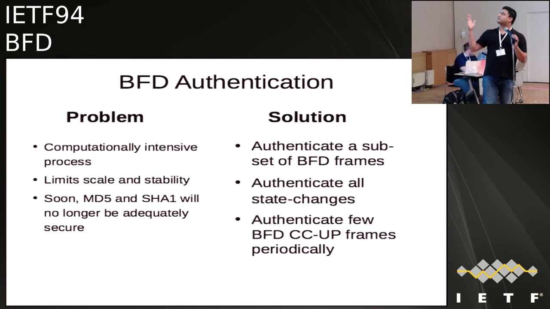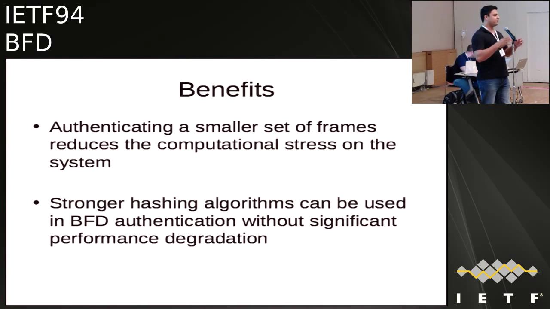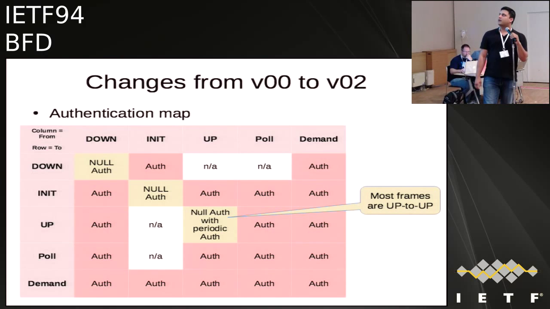Now, what this does is it significantly reduces the amount of cryptanalysis we need to do, and reduces the amount of system load that authentication puts on the BFD engine. Also, it allows us to use stronger hashing algorithms. So that's good. Now, for the changes from the first version, there was a comment that we had not properly mapped out exactly what state changes and what transitions are going to be authenticated. So here's a cool little map that shows all transitions that are going to use authentication.